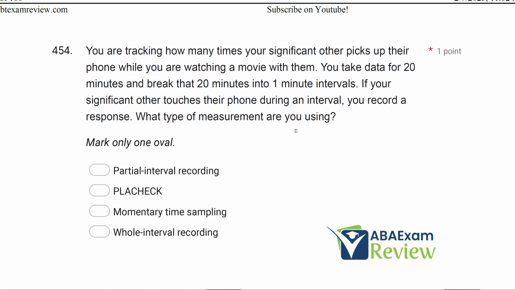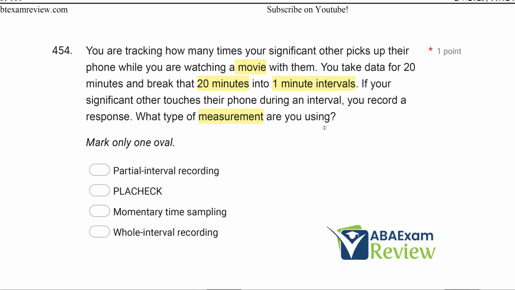You're tracking how many times your significant other picks up their phone while you're watching a movie with them. You take data for 20 minutes and break that 20 minutes into 1 minute intervals. If your significant other touches their phone during an interval, you record a response. What type of measurement are you using? So a measurement question, and we immediately can get an idea that it's discontinuous. Why? Well, you're watching a movie and you're taking a sample of the time, right? You're taking data for 20 minutes, not necessarily the whole movie. And then you take the 20 minutes and you break it into intervals. So it appears to be some sort of sampling or interval recording, which are discontinuous.